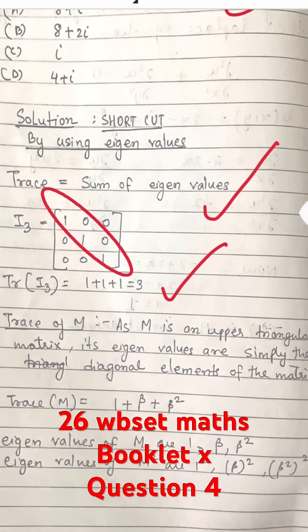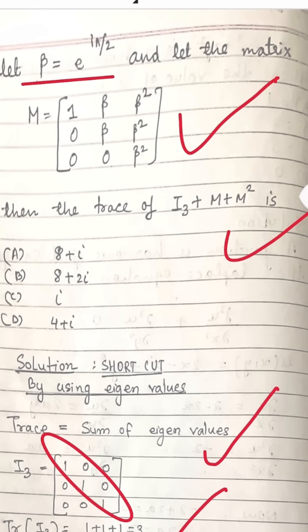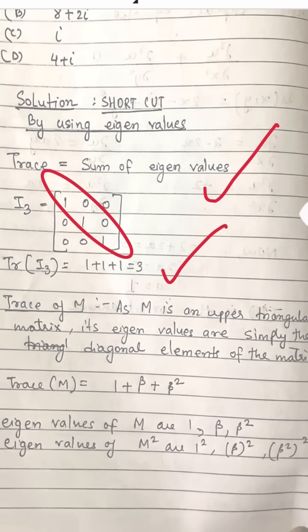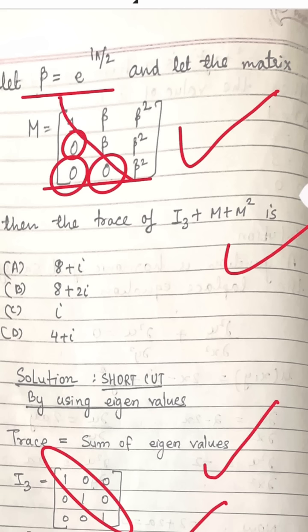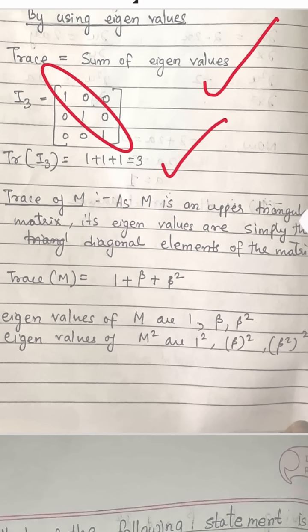The trace of M. As M is an upper triangular matrix, you can see that M is an upper triangular matrix. You can see here, this is an upper triangular matrix where the lower elements are 0. So whenever we have an upper triangular matrix, its eigenvalues are simply the diagonal elements. So the eigenvalues are these diagonal elements only. So if we add these 3 eigenvalues, we will get the trace. Okay. So trace is 1 plus beta plus beta square.